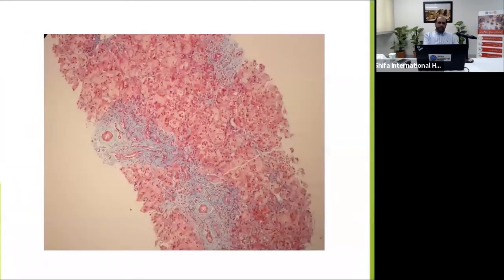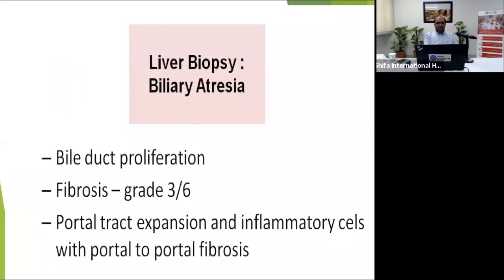So this is the liver biopsy of typical biliary atresia. If you see this blue, this is the fibrous tissue, and here you can see this is duct proliferation. And these are the features of biliary atresia on the biopsy that include bile duct proliferation, fibrosis, and portal tract expansion with inflammatory cells, portal to portal fibrosis.